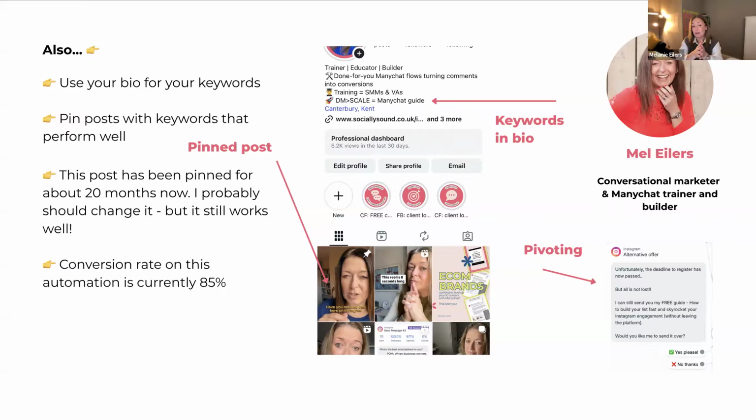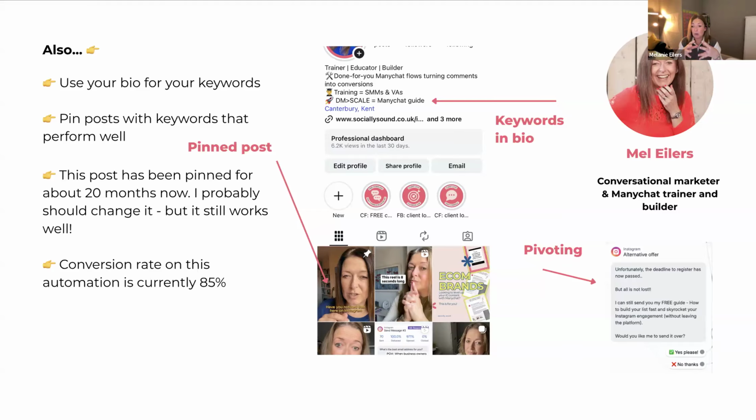And that post there, leading to that lead magnet, is currently converting at about 85%. So of everybody who opts into that automation, 85% of them are taking the intended action, which is just to sign up for a lead magnet.